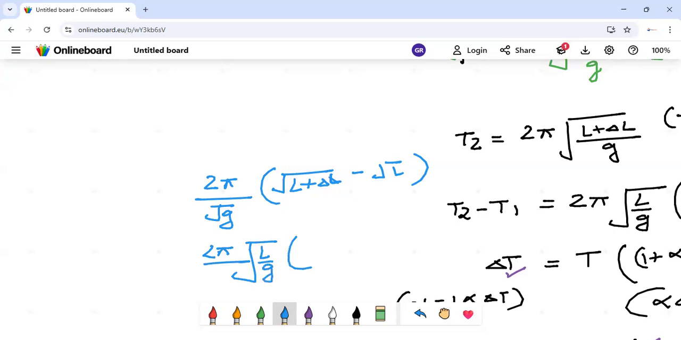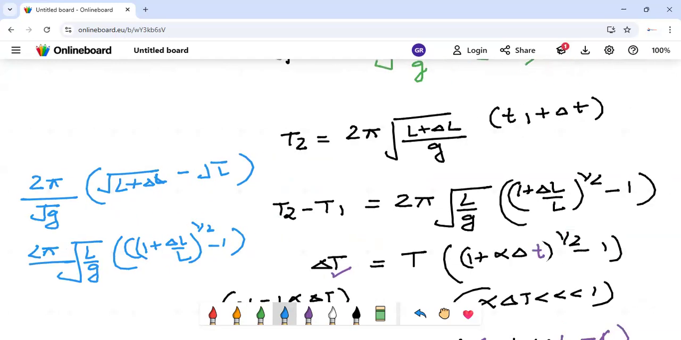Here L was available under root, so I will only write 1. Here L was not there, so I have multiplied and divided by L. So what I get here is delta L by L to the power 1 by 2, that is root only. And root L I have taken common, so what I am left with here is 1. Okay, sir. Thank you. Got it? Yes. Okay.